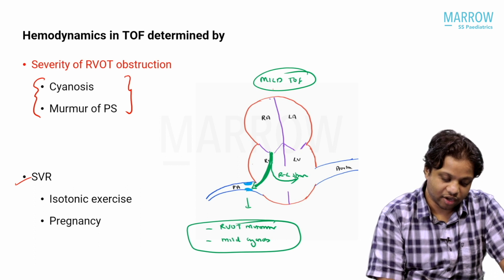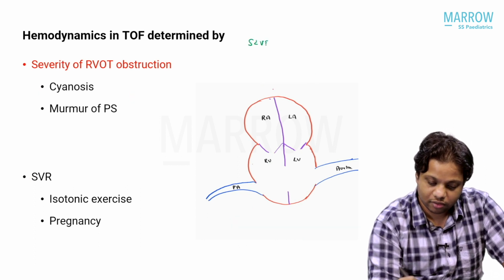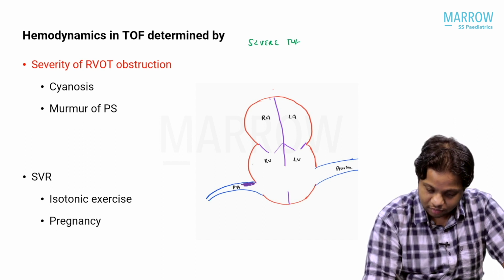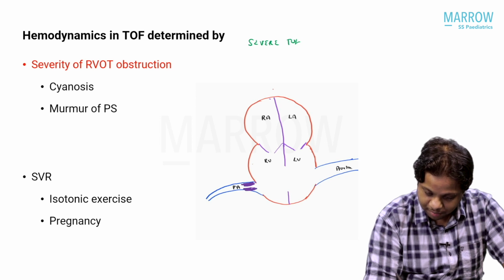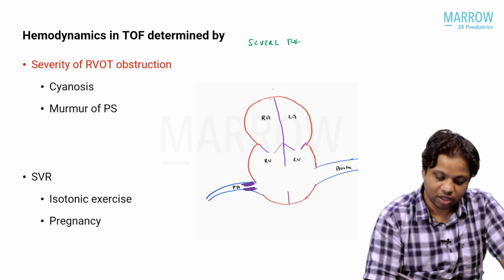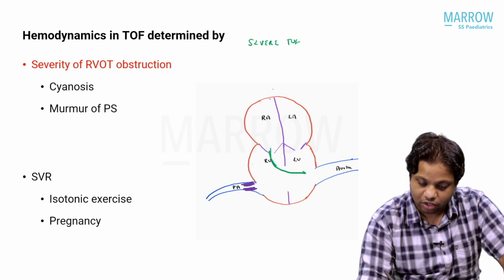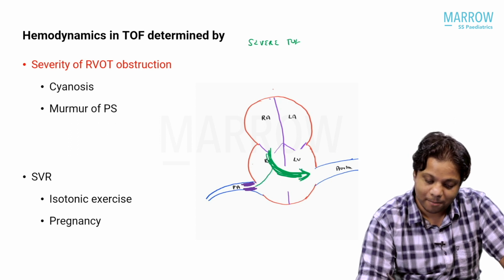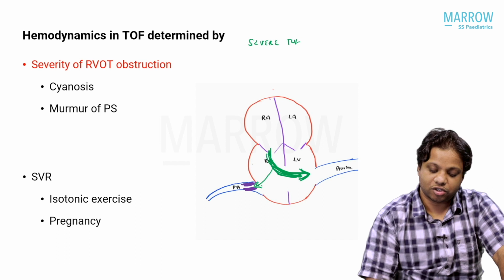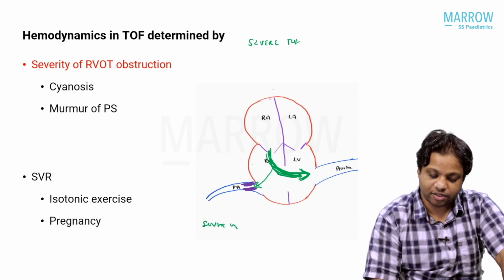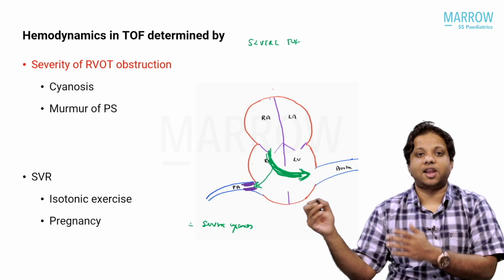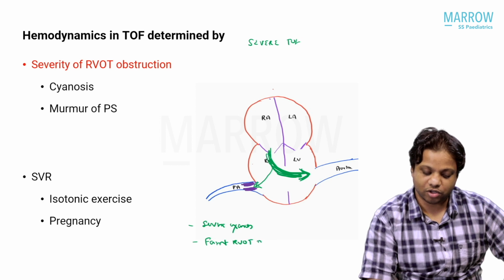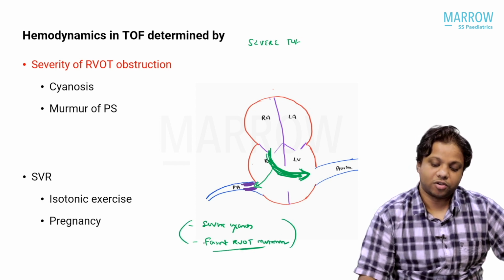Now let's take the example of severe TOF. In severe TOF, you have severe obstruction at the level of the pulmonary artery. So when blood enters into the RV, the majority of the blood is going to go into the left system through the interventricular foramen. Only some blood goes through the stenosed pulmonary artery. So you will have severe cyanosis because there is a large right to left shunt, and a faint RVOT murmur. Why? Because only very little blood flows through the pulmonary artery. So keep that in mind.